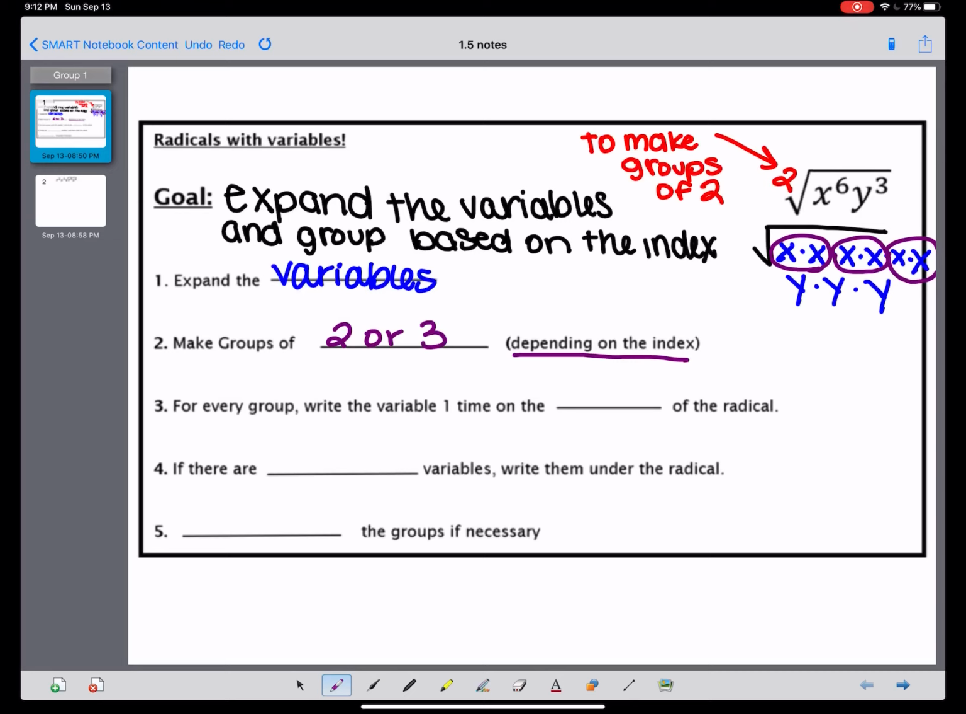So I can group all of my x's. I can group 2 of my y's together, and I've got a 3rd one hanging out here, which I'll take care of in a moment.